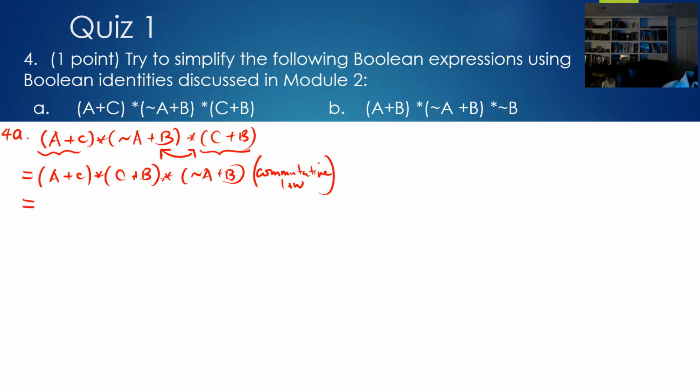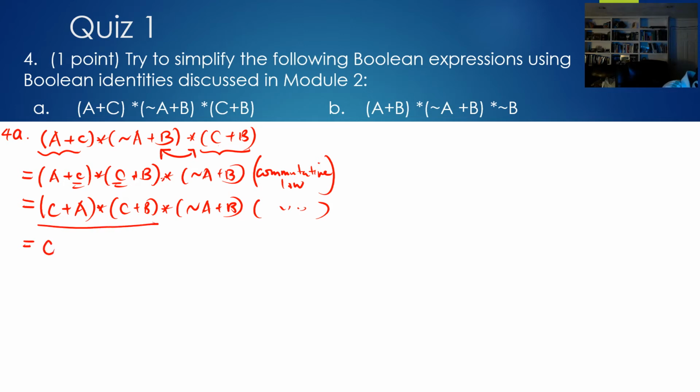And then both contain C, so we can move C to the front, also by the commutative law. So times (C plus B) times (tilde A plus B). Okay, same reason. And then this is actually the bigger one. So we can have C plus A times B. That's by the distributive law.